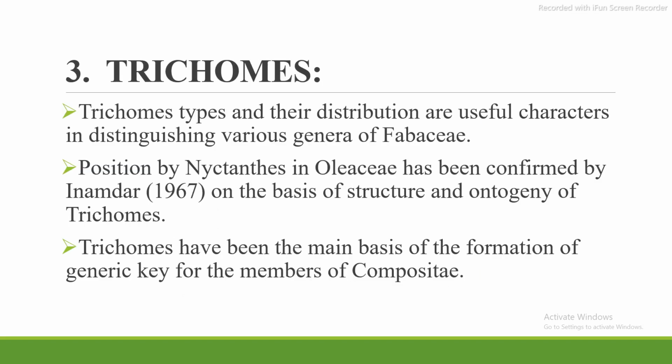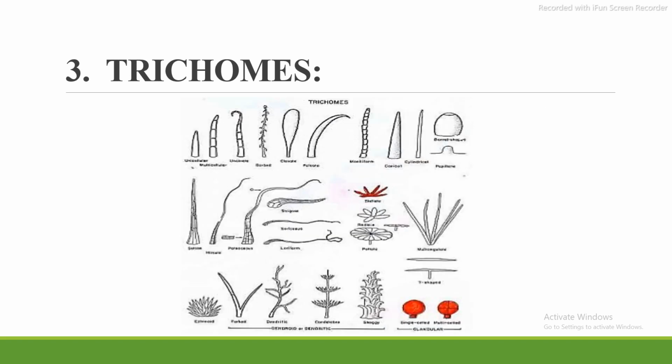Trichomes. Trichome types and their distribution are useful characters in distinguishing various genera of the Fabaceae. Position of Nyctanthes in Oleaceae has been confirmed by Namdar 1967 on the basis of structure and ontogeny of trichomes. Trichomes have been the main basis of the formation of genera for the members of the Compositae. There are different types of trichomes as shown in the figure.